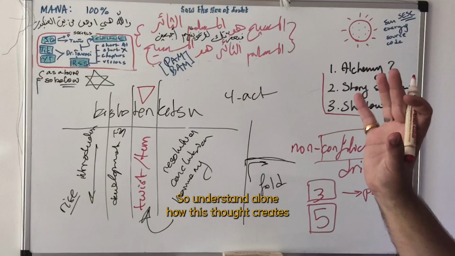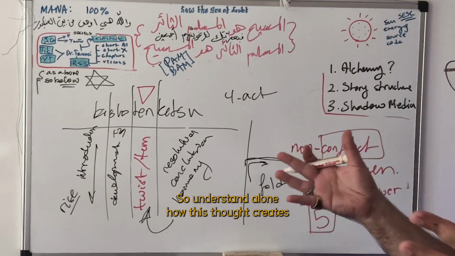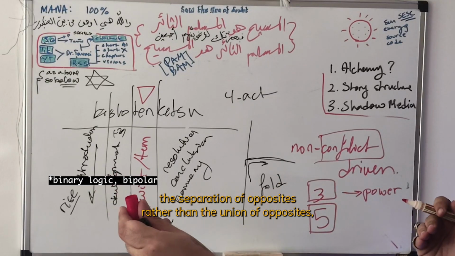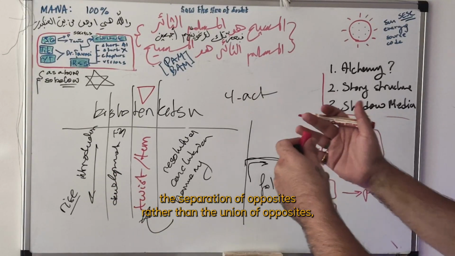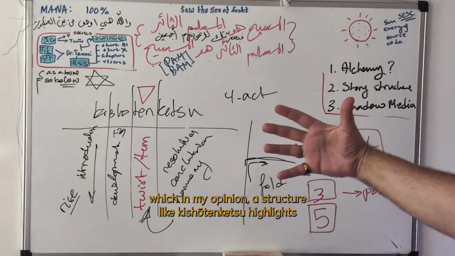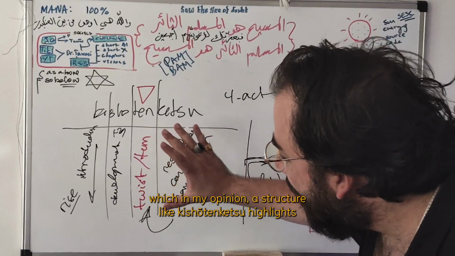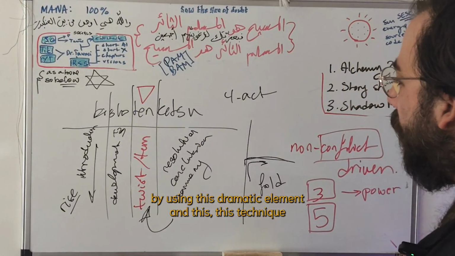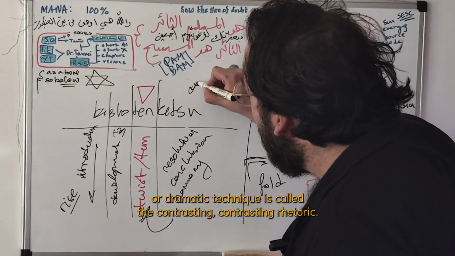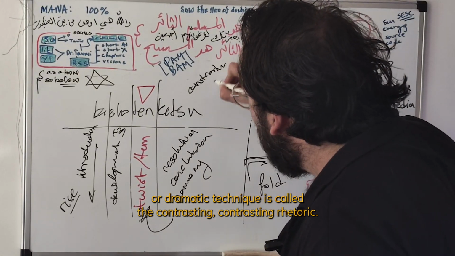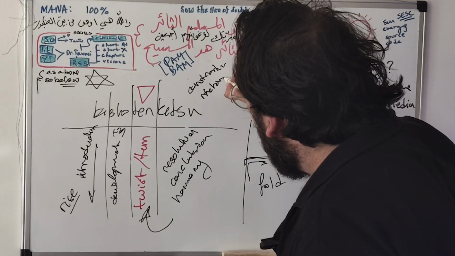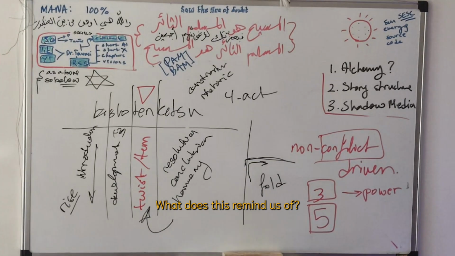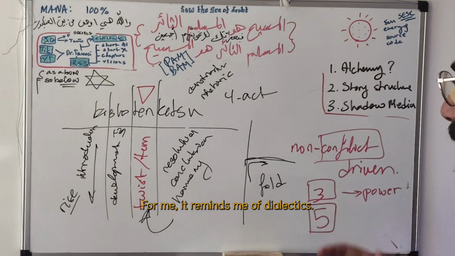So understand alone how this thought creates a lot of conflict in the world, because it sees things through the separation of opposites rather than the union of opposites. Which, in my opinion, a structure like Kisho Tenketsu highlights by using this dramatic element. And this dramatic technique is called the contrasting rhetoric. You create rhetoric, you create meaning through contrasting things. What does this remind us of? For me, it reminds me of dialectics.